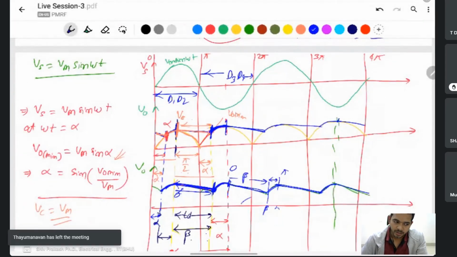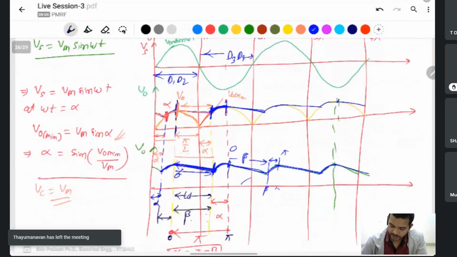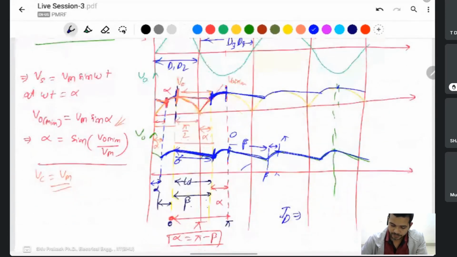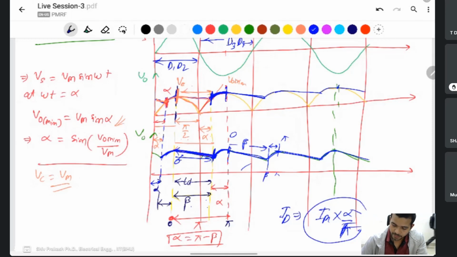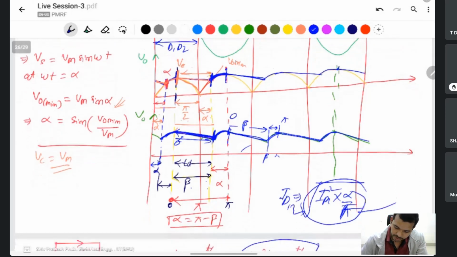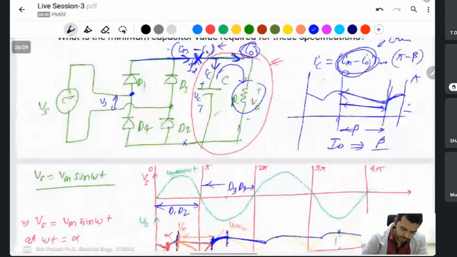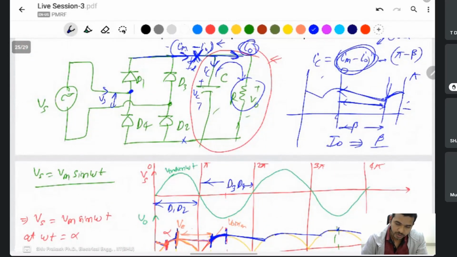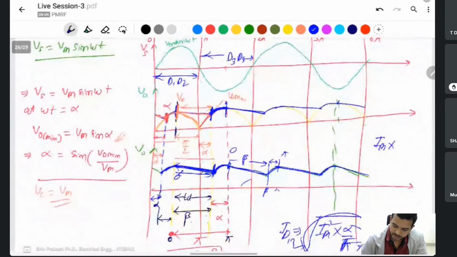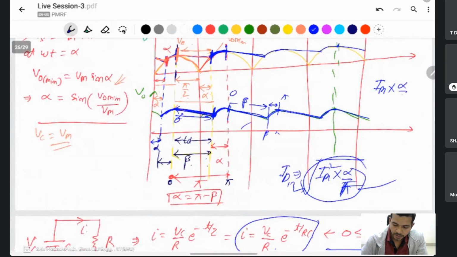It means alpha. If you find the diode average current ID, then you can say ID is Im into alpha by pi on average. And the same if you calculate the RMS, then take the root of the square, the RMS value. For the average diode current, Im is given. Only this Im flows through the diode during the alpha time period, and Im into alpha divided by pi.